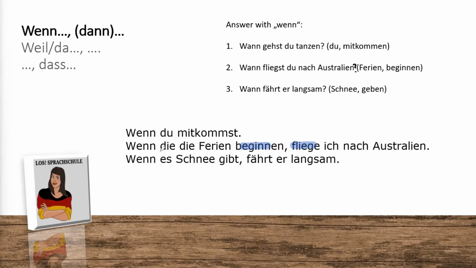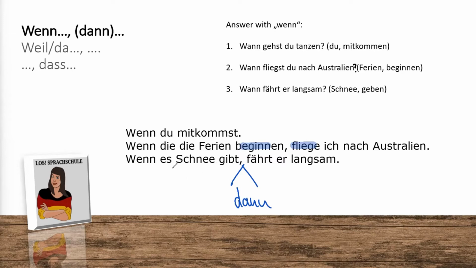Wann fährt er langsam? Wenn es Schnee gibt, fährt er langsam. When there is snow, he drives slowly. And of course, if you wanted, we can put the dann here. Er fährt langsam, wenn es Schnee gibt, would be the option when you interchange the first and the second part.